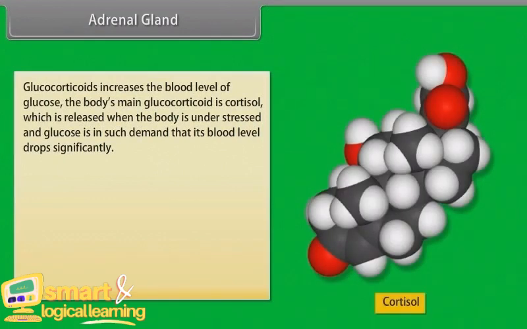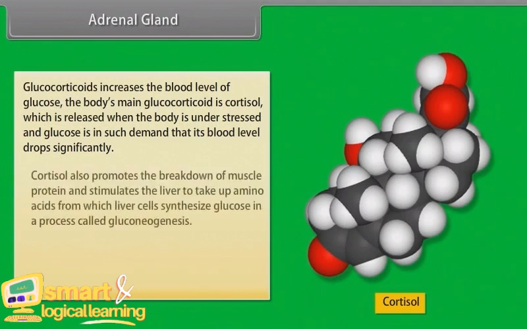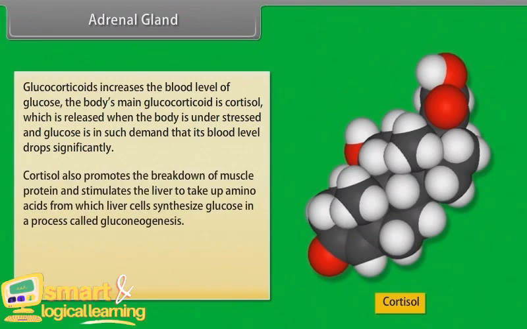Glucocorticoids increase the blood level of glucose. The body's main glucocorticoid is cortisol, which is released when the body is under stress and glucose is in such demand that its blood level drops significantly. Cortisol also promotes the breakdown of muscle protein and stimulates the liver to take up amino acids, from which liver cells synthesize glucose in a process called gluconeogenesis.